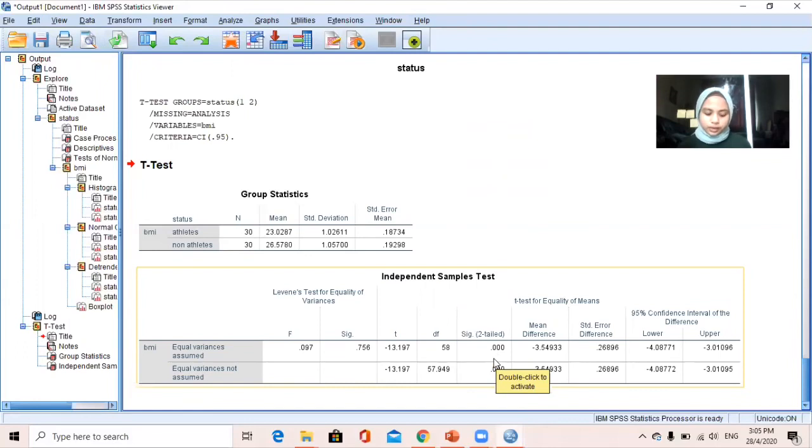Okay, so the p-value is equal to 0.000 and the alpha is 0.05. If the p-value is less than 0.05, reject the null hypothesis. If the p-value is more than 0.05, fail to reject the null hypothesis. So the results show that the p-value is less than 0.05, so we are able to reject the null hypothesis. There is a significant difference of BMI between athletes and non-athletes.